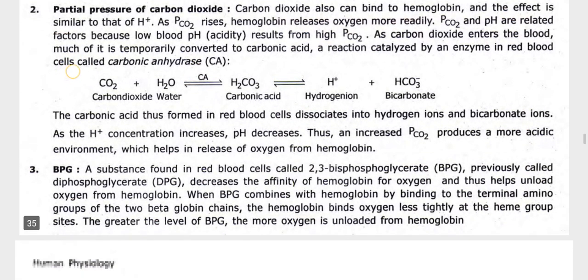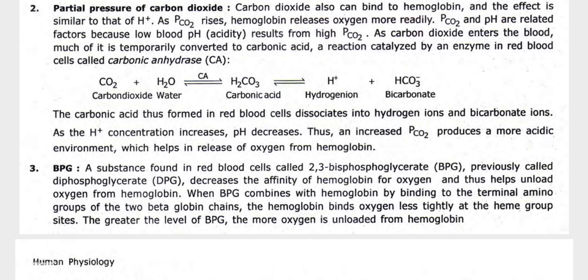Partial pressure of carbon dioxide. Carbon dioxide also can bind to hemoglobin, and the effect is similar to that of H+. As PCO2 rises, hemoglobin releases oxygen more rapidly. PCO2 and pH are related factors because low blood pH, or acidity, results from high PCO2. As carbon dioxide enters the blood, much of it is temporarily converted to carbonic acid.